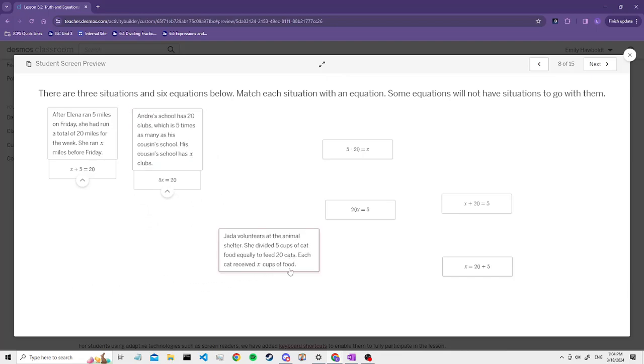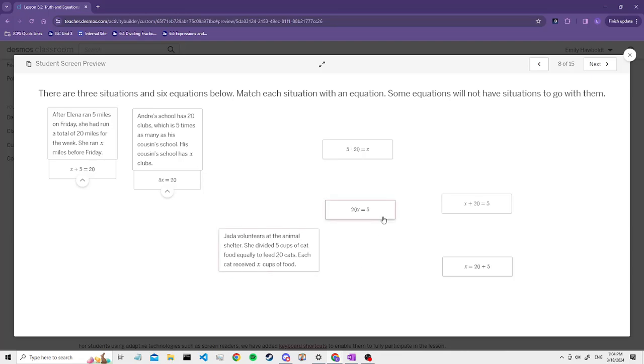Okay, so the next situation says, Jada volunteers at the animal shelter. She divided 5 cups of cat food equally to feed 20 cats. Each cat received X cups of food. So here we have 5 cups, and we're putting it into 20 groups, right? And each cat gets one of those groups. So we have 20 cats to feed. They all get some amount, and then there are 5 cups total.